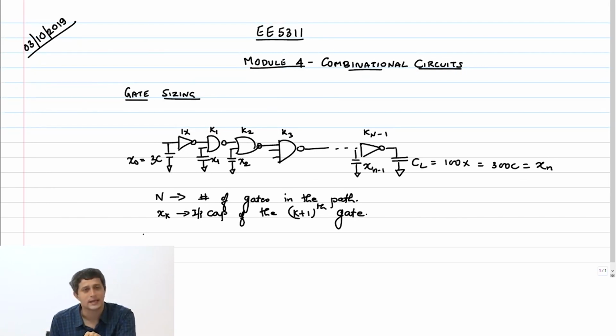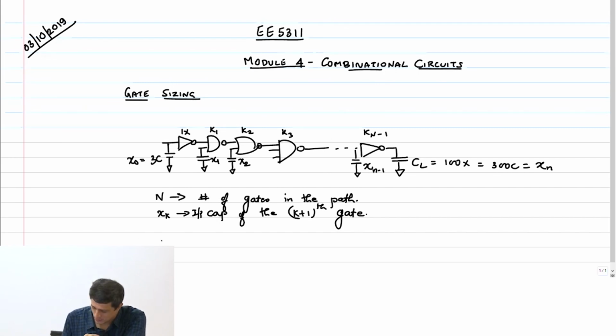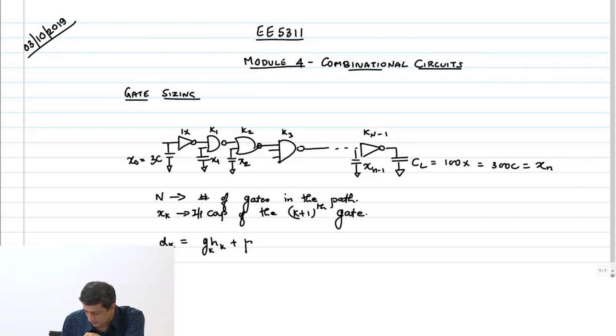So now we can calculate the delay of each stage using our logical effort formula that we had derived earlier. So we said that the delay of the kth stage, dk, normalized delay, is gk into hk plus pk. Gk is the logical effort of the kth stage, hk is the electrical effort of the kth stage. Electrical effort is output capacitance by input capacitance, just this ratio. Clear?